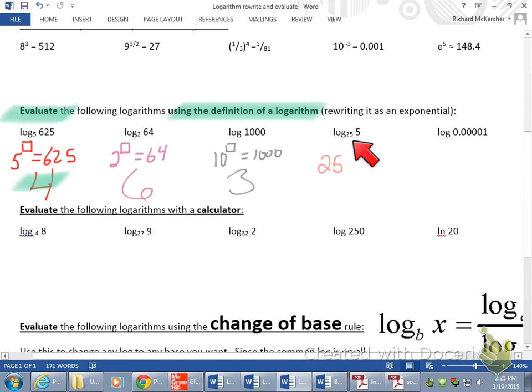This one I've given you the 25. I've got to think hard. 25 to what power gives me the 5? Now you really got to think about that one for a minute. 25 to what power? It ends up being a half, remember? 1/2 would be a square root, so square root of 25. And then finally, log of 0.0001 is 10 to what power gives me that? Well, if I just count my decimal places, I can figure out that that's -5. Okay?